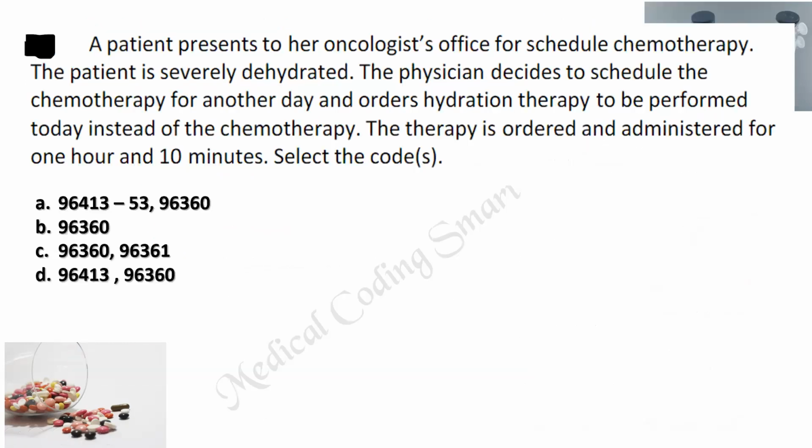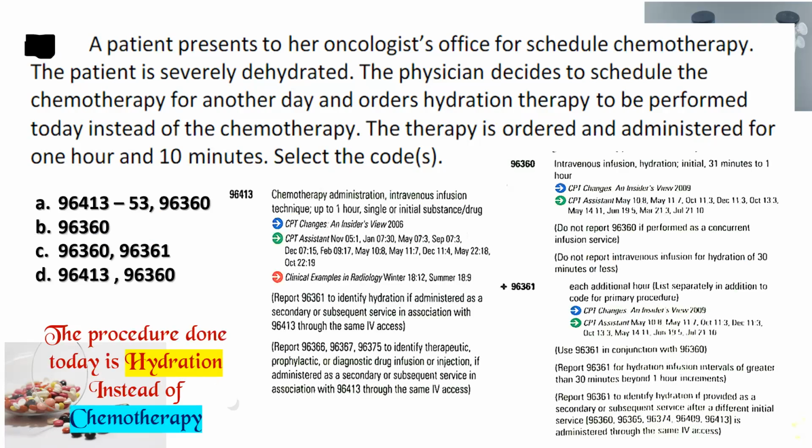Okay. Now, a patient presents to her oncologist's office for scheduled chemotherapy. The patient is severely dehydrated. The physician decides to schedule the chemotherapy for another day and orders hydration therapy to be performed today instead of chemotherapy. The therapy is ordered and administered for 1 hour 10 minutes. 96413 is chemotherapy administration and 96360 is IV infusion hydration.